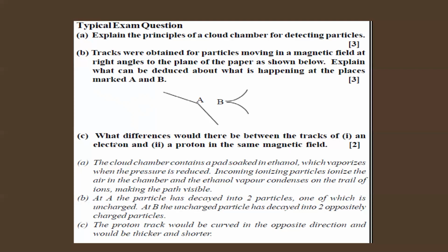A track of an electron and a proton in the same magnetic field. So what will be the difference in the track for the first one? The proton track would be curved in the opposite direction and would be thicker and shorter, because they have more mass, but because they are moving slower, they have higher momentum. Moving slower can mean a short range. That's why the length of the track will be shorter. Is it clear?